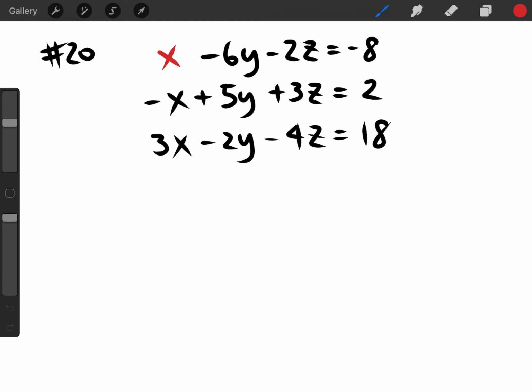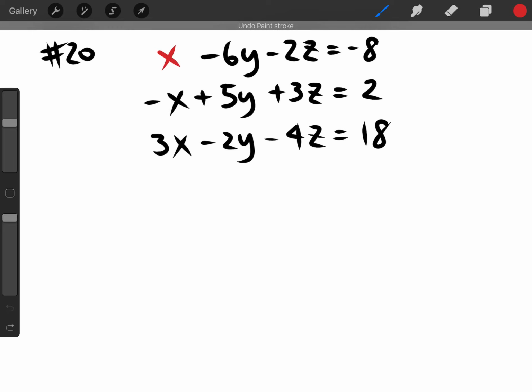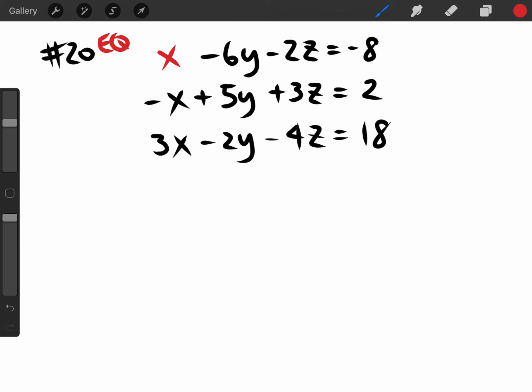So if you look at number 20, the variable you want to focus on is the one that has no coefficient. For example, this one right here, just a single x by itself. Okay, this is what you're going to do. If this is equation number 1, I'm going to isolate this red x. So equation number 1, I'm going to rewrite it right here.